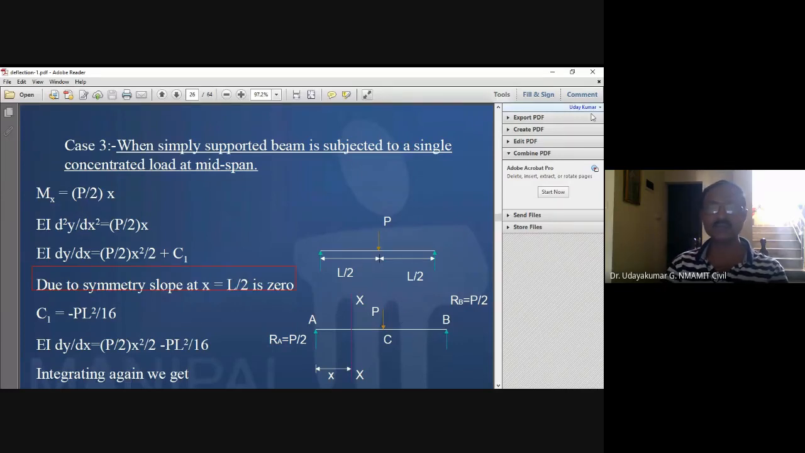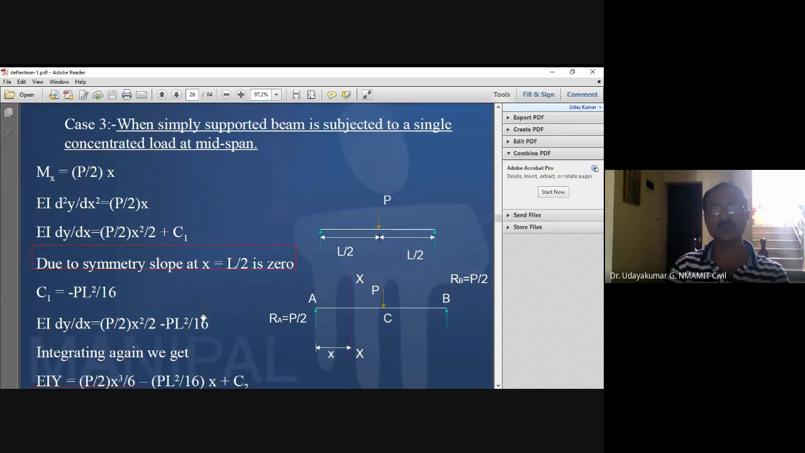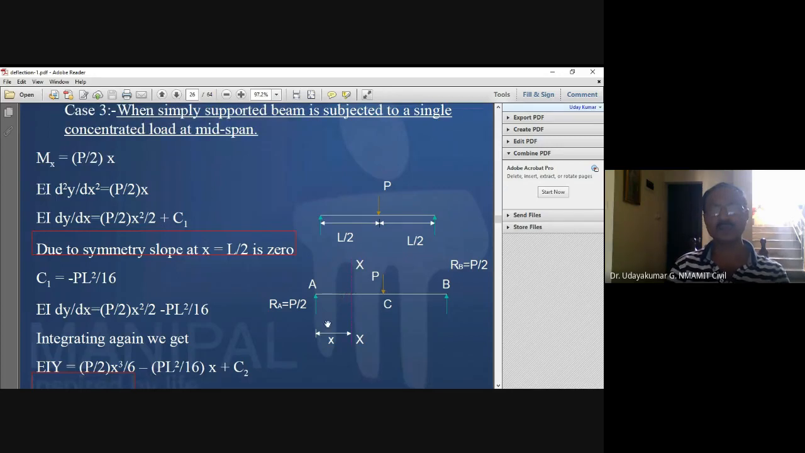Now what you want is to determine the reactions. First, for a simply supported beam, you have to find these reactions. Anyway, it is a simple problem. It is P by 2. Then take the section from end A or B, and determine C1 and C2. So put EI d squared y by dx squared is equal to Mx. Mx is now P by 2 into x, positive, because load acting upward is causing positive moment. Equate this to EI d squared y by dx squared and integrate this.